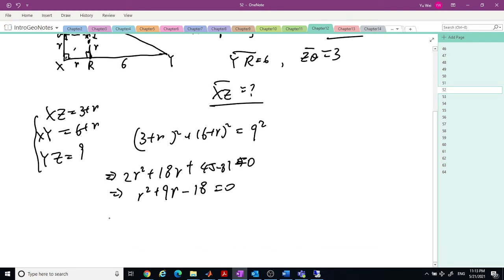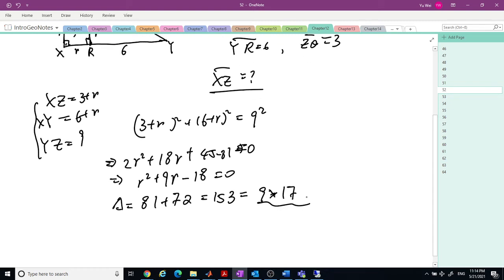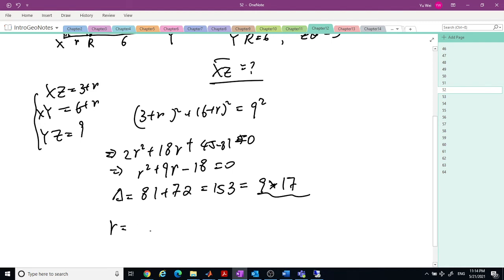Okay, so now you can try to use that delta is equal to 81 plus 72 is 153, which is equal to 9 times 17. So now you can solve r is half of negative 9 plus or minus 3 root 17, because the radius must be a positive number, right? So you can get r equals 3 square root of 17 minus 9.